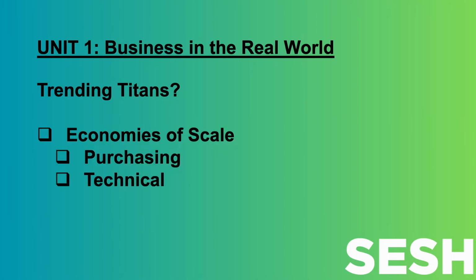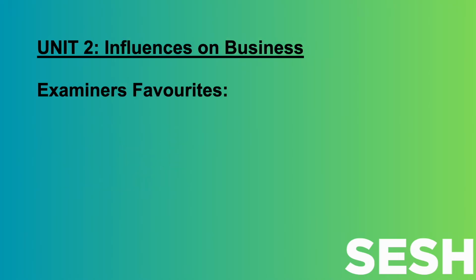Now, when we think about economies of scale, there's two types of economies of scale. Numero uno is purchasing economies of scale, and dos is technical economies of scale. Purchasing is essentially bulk buying. Technical is the introduction of capital to improve productivity and therefore improve efficiency. Revise this one.